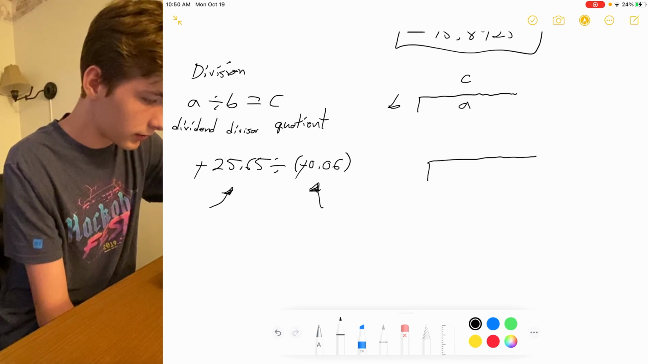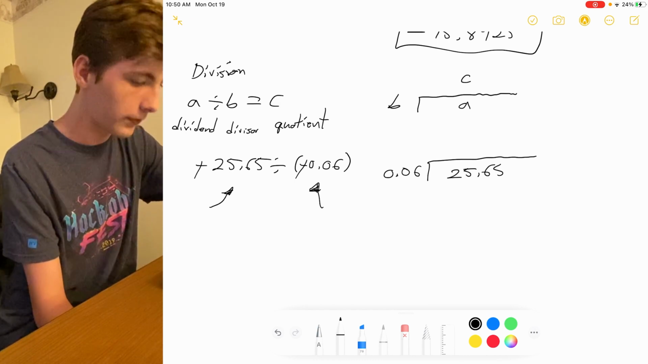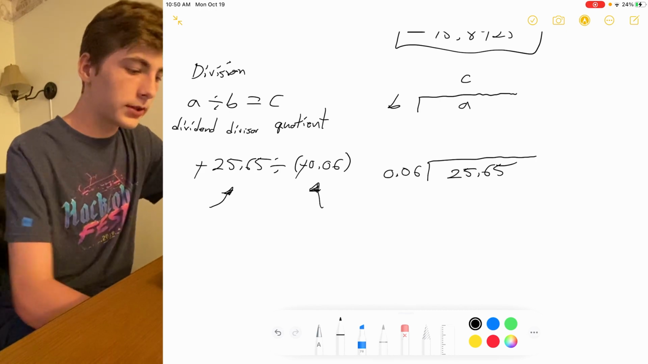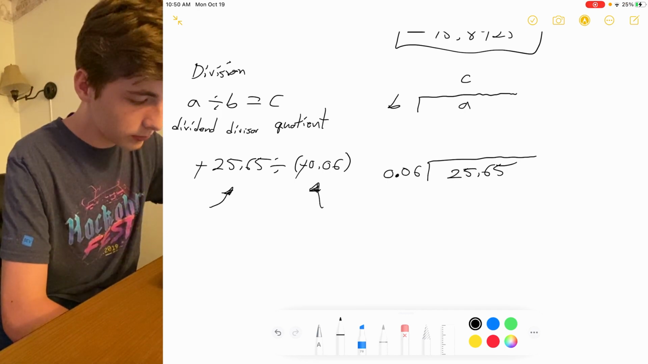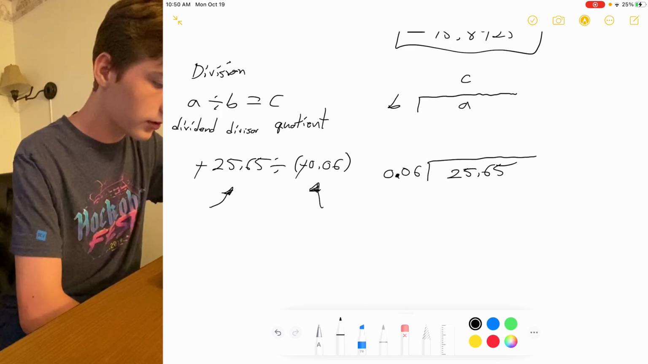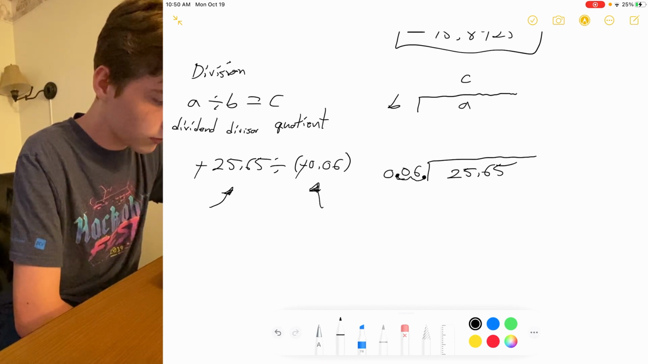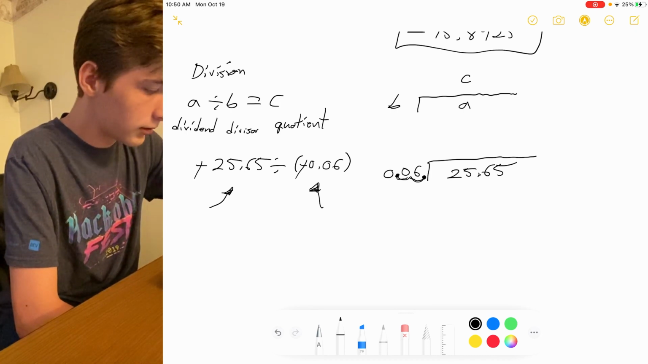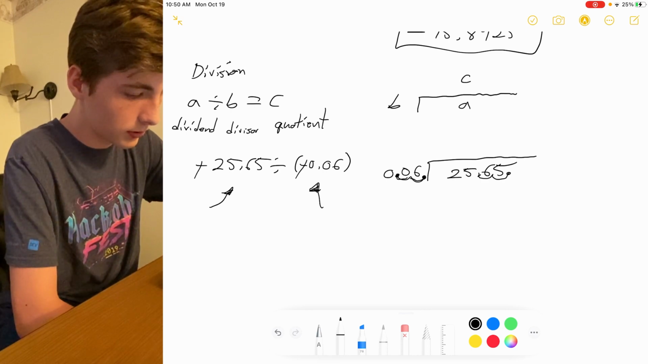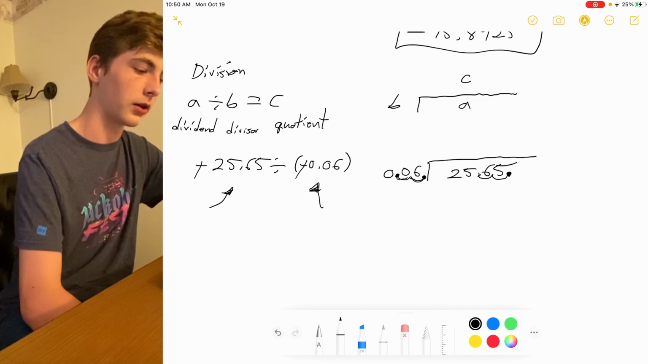So we're going to put the divisor out here, 0.06, and then the dividend in here, 25.65. And then, this is kind of the weird thing you do with division for decimals. We're going to take this decimal point in 0.06, and move it over as far as we need until it's at the end of that number, right? And you're going to count how many times you had to move it. That was 1 and 2. And we're going to move it the same number of times in the dividend. So 1, 2. Not necessarily to the end. Some numbers it won't be to the end. So just do it the same amount as you did with the divisor.